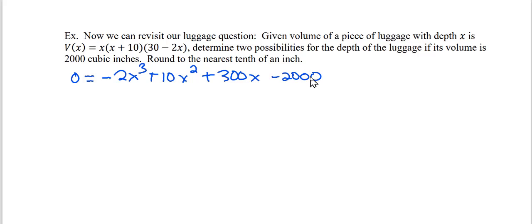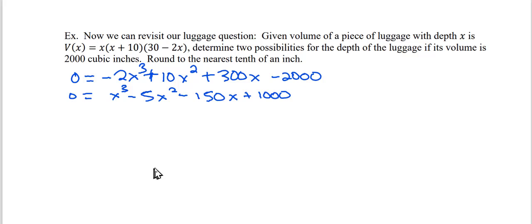Zero equals negative 2x cubed plus 10x squared plus 300x minus 2,000. To make this a little bit easier, I'm going to divide both sides of this equation by negative 2. That gives me 0. 0 divided by negative 2 is still 0. x cubed minus 5x squared minus 150x plus 1,000.